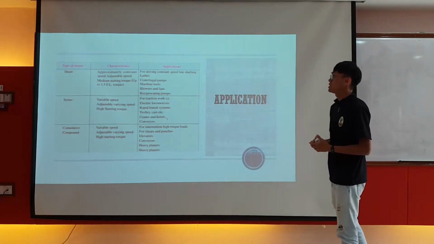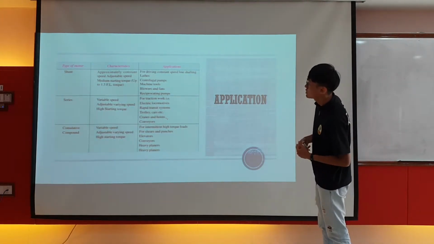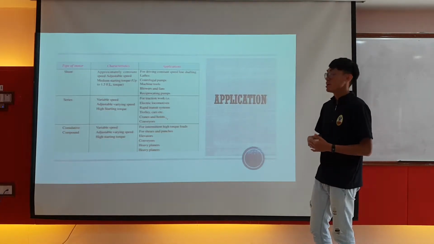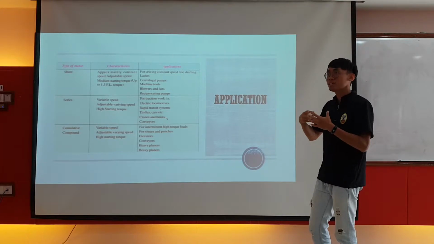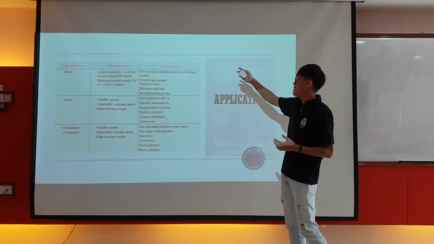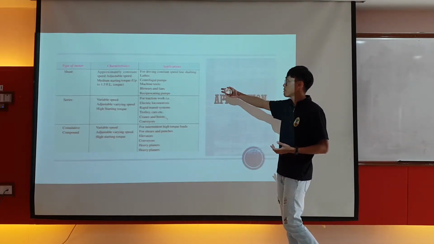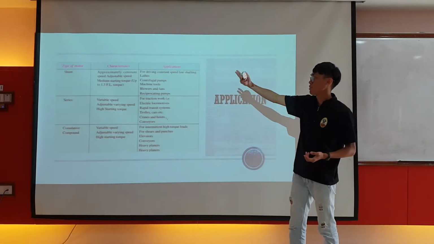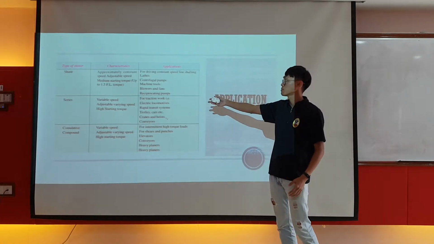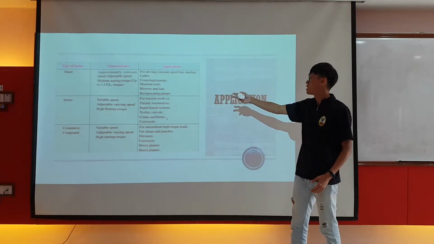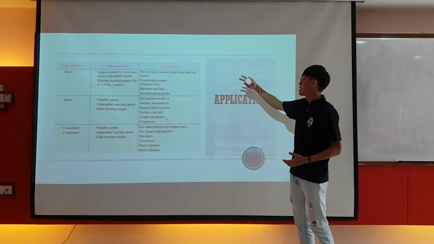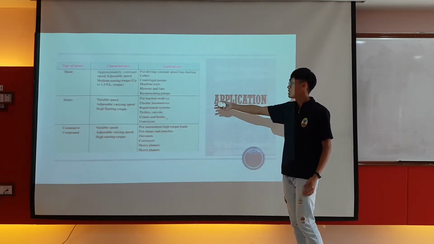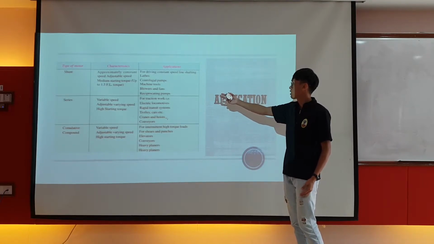And for the application, we actually have three types of motor. First is shunt, series, and cumulative compound. The shunt motor is normally used in mechanical tools, centrifugal pumps, blowers and fans. And the series motor, since it has variable speed, adjustable varying speed, and high starting torque, is normally used in electrical locomotives, rapid transit systems, trolley cars, cranes, and conveyors.